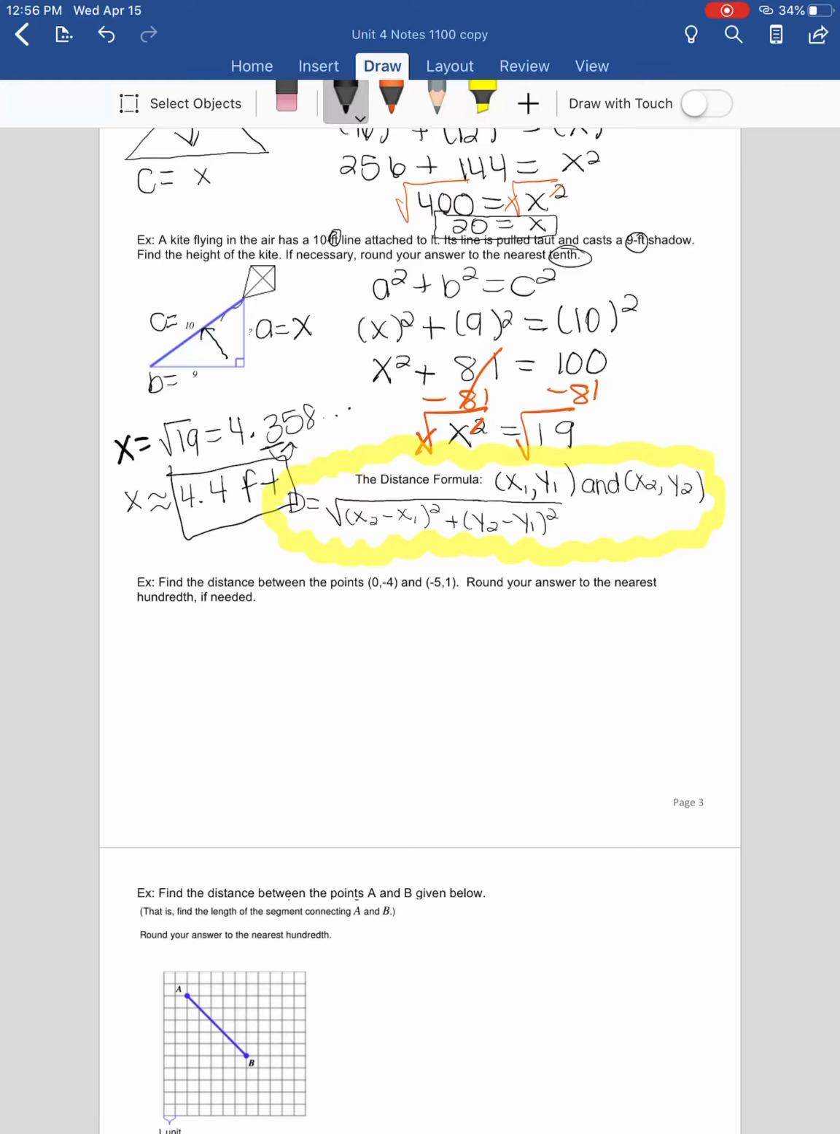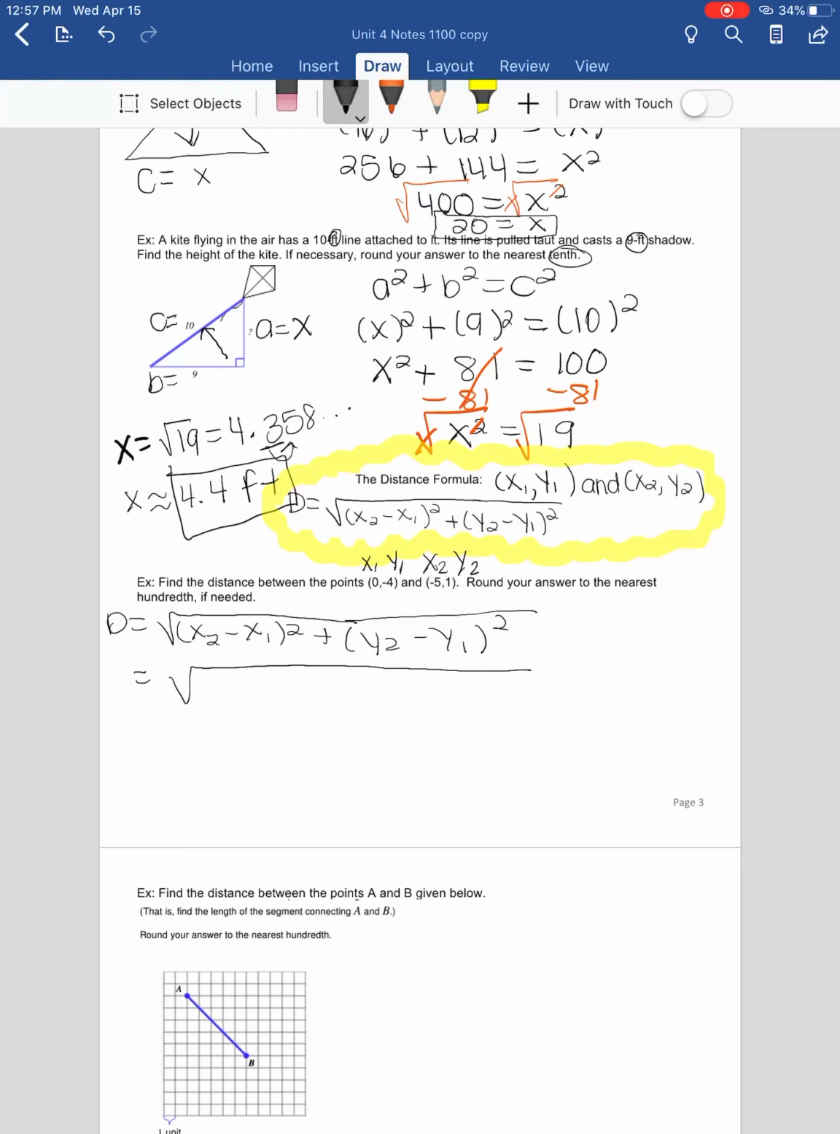It says find the distance between the points 0, -4 and -5, 1, rounding our answer to the nearest hundredth if needed. So I can label this first point 0, -4 as x1, y1, and our second point -5, 1 as x2, y2. And then just plug it into our distance formula. So x2 minus x1 squared plus y2 minus y1 squared. I always write the formula out every time. It helps me to memorize it. Also, whenever I have it right in front of me, it's less likely that I make mistakes.